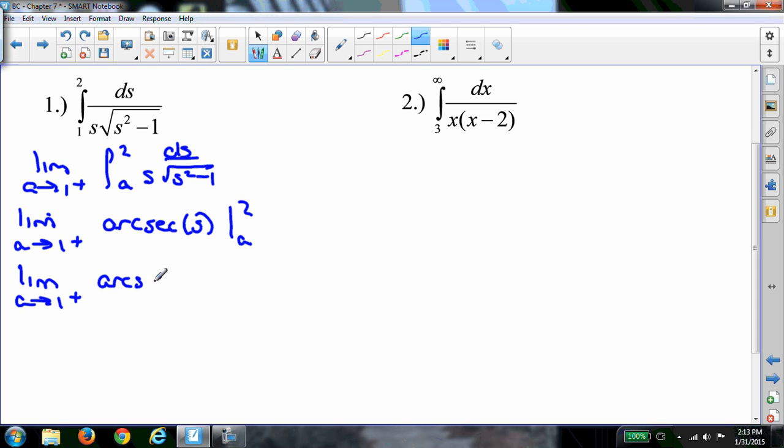So arcsecant of 2 minus arcsecant of a. And now you could evaluate the limit because you've taken care of all the FTC stuff. So arcsecant of 2 is like the arccosine of 1/2, which would be pi over 3. Minus the arcsecant of a. Well, as a approaches 1, arcsecant of 1 is the same as arccosine of 1. And so that would be 0. And so you get pi over 3 for the final answer there.